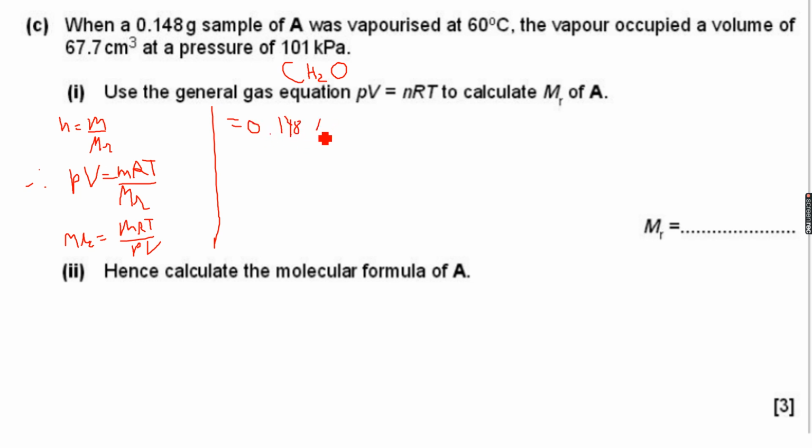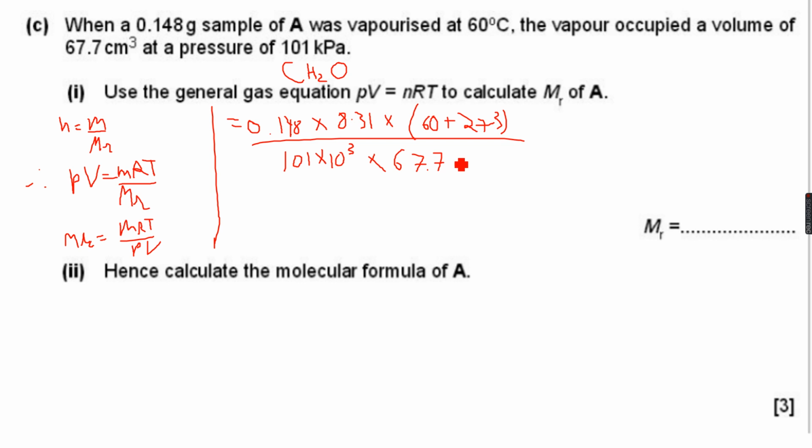So therefore it is equal to 0.148 multiplied by 8.31 multiplied by 60 plus 273, because degrees Celsius to Kelvin, remember, and this will be over 101 into 10 to the power of 3 because that is kilo, so we have to multiply the 10 to the power of 3 multiplied by the volume, which is 67.7 centimeter cube. So to convert this into meter cube, we will divide it by 100 cubed.